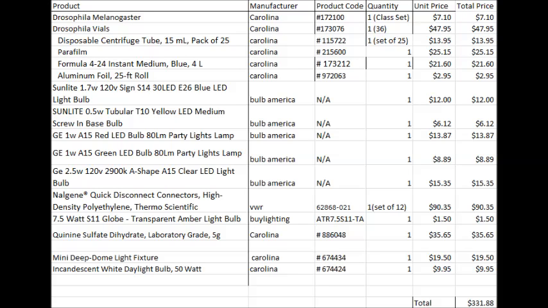The Drosophila melanogaster, Drosophila vials, disposable centrifuge tubes, parafilm, and aluminum foil will be obtained from Carolina. Mini deep dome light fixture and incandescent white bulb will also be obtained from Carolina. All of the LED colored bulbs will be obtained from Bulb America.